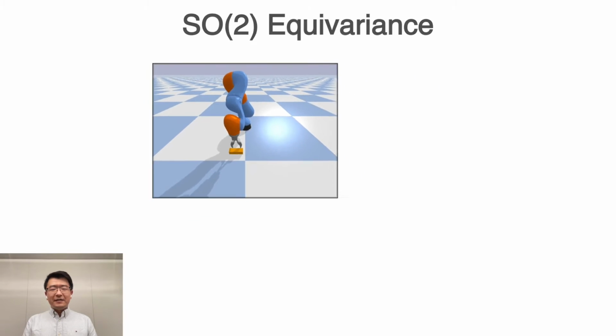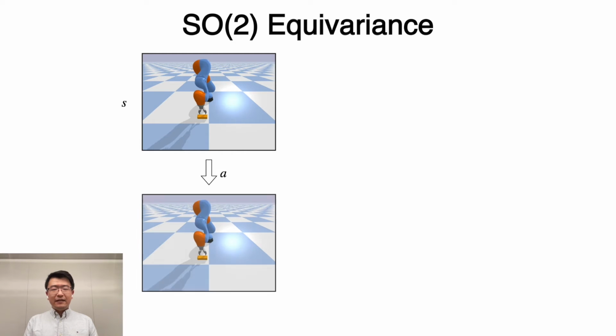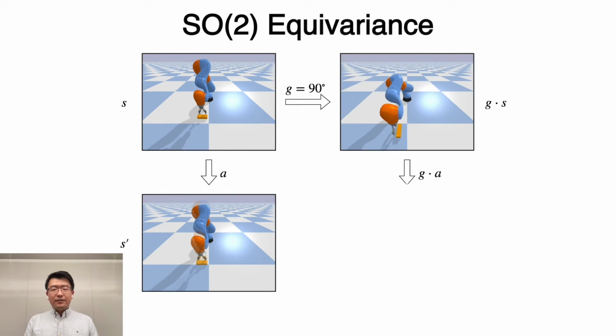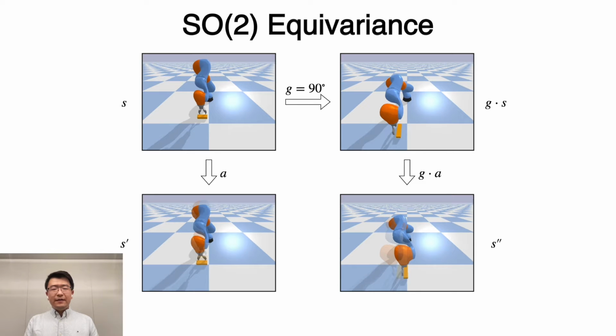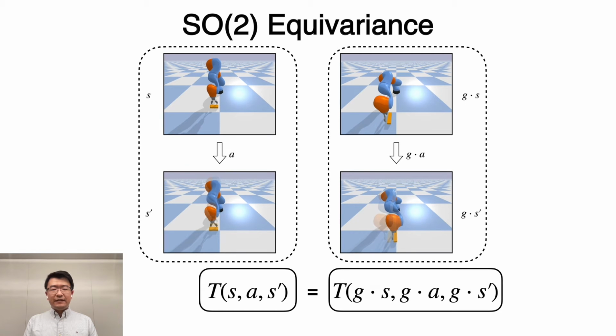For example, suppose a robot pushes a block into a new resulting state. If a rotation G is applied to both the state of the block and the pose of the pushing action, then the outcome will be a rotated version of the resulting state. This is a symmetry of the transition function that can be used to structure policy learning.